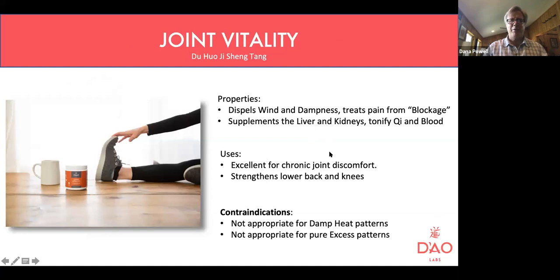Okay, and then let's go on to our last one, which is joint fatality. And in Chinese, this is Du Huo Ji Sheng Tang. And this is a great formula for treating blockage syndrome or Bi syndrome or obstruction syndrome, depending on how you translate it. It dispels wind and dampness and cold to some extent, and treats the pain of blockage. It also is a supplementing formula that supplements the liver and kidneys, it tonifies qi and blood. So this formula is excellent for chronic joint discomfort. It really strengthens the lower back and knees.